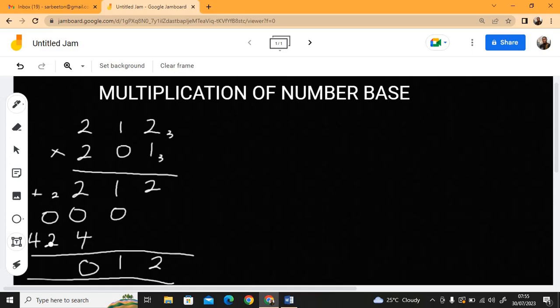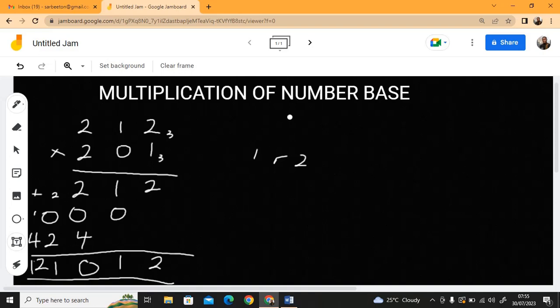2 plus 2 is what? Is 4. 3 goes in 4 once, remainder 1. Now 1 plus 4 is 5. 3 goes in 5, that is 1, remainder 2. So you write this remainder 2. Then this 1 is less than 3, so you put it down. So this is your final answer. The final answer is 1, 2, 1, 0, 1, 2.